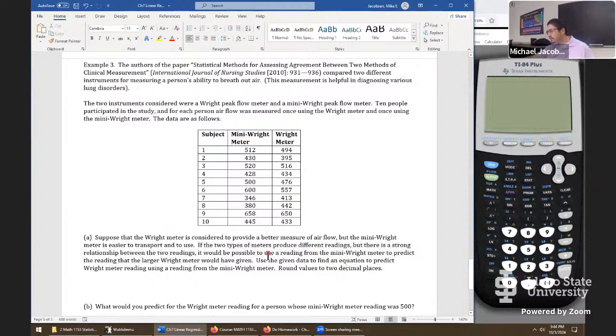Let's highlight this. It would be possible to use a reading from the mini right meter to predict the reading from the larger right meter would have given. Definitely highlight worthy and good eye on that. That's telling us a lot about these variables.